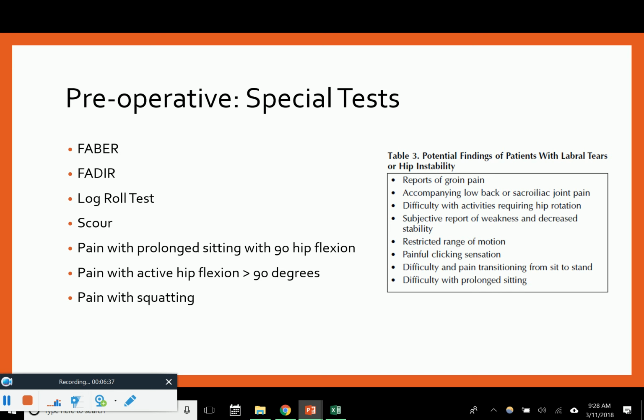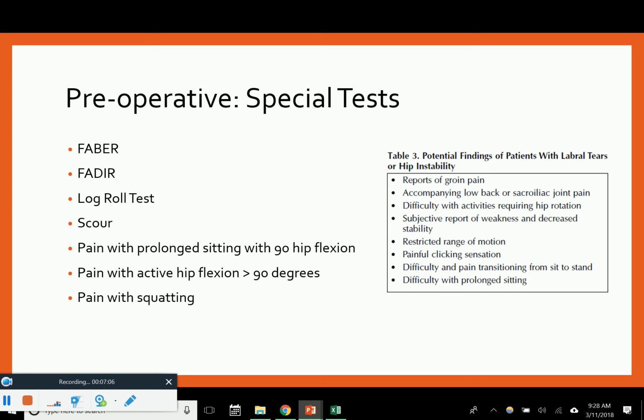I'm sure JD and Dr. Fields will go over this with you in the lab portion. The log roll test, the scour test, pain with prolonged sitting with the hip flexed at 90 degrees, pain with active hip flexion greater than 90 degrees, and pain with squatting. So you see a common theme here is that flexion and internal rotation irritate people's symptoms.